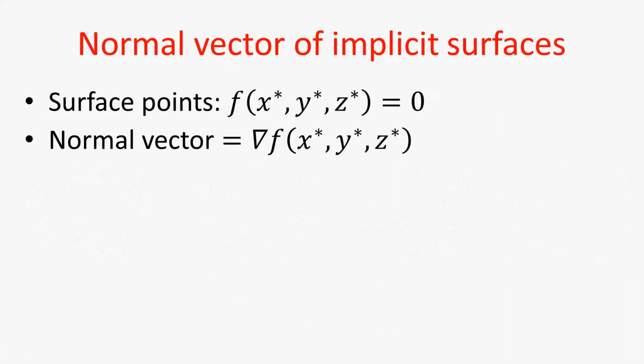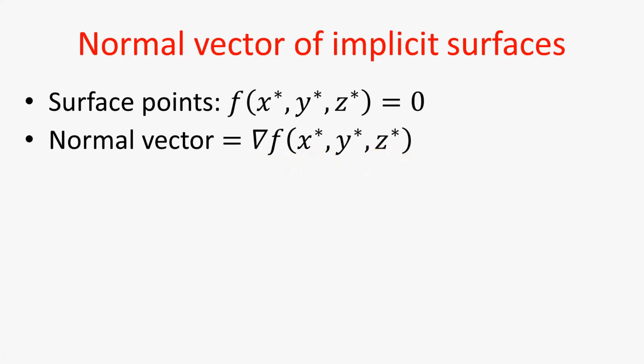When our surfaces will be rendered, we will need the normal vectors at particular points on the surface because these normal vectors play an important role in the shading calculation. So our task is to determine the normal vector of an implicit function f at a point represented by Cartesian coordinates x star, y star, z star. The answer to this question is that the normal vector for implicit surfaces is just the gradient of the function evaluated at the point of interest.